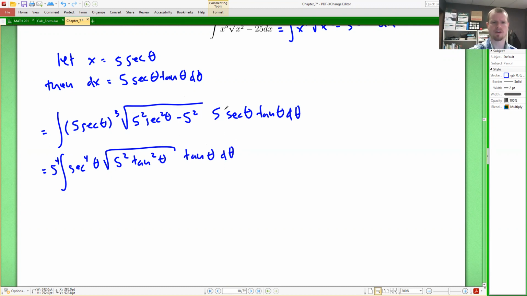So 3 factors of 5, 4 factors of 5, 3 factors of secant, 4 factors of secant, and this thing becomes the square root of 5 squared tangent squared. So when we square root 5 squared, we get 5. So this is 5 to the 5th power out in front, times the integral of secant to the 4th theta. And the square root of tangent squared is tangent. So tangent times tangent gives us tangent squared theta d theta.